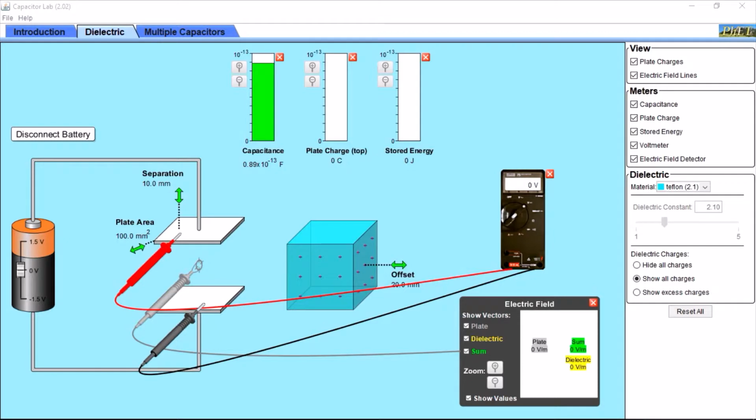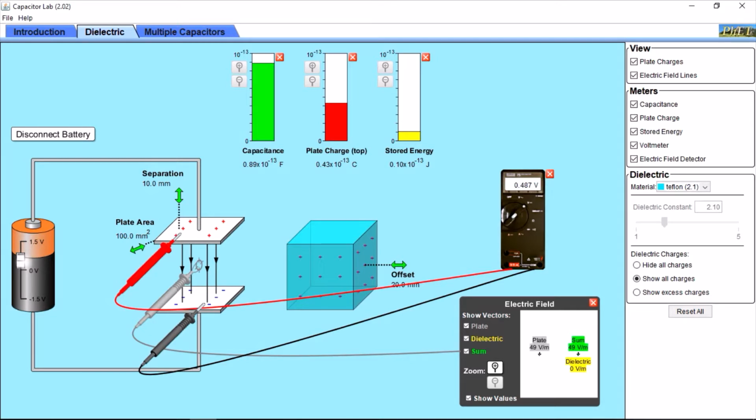In the previous example, we were studying a capacitor with only an air gap. Let's see what will happen to the parameters if we start using a dielectric material. In this case, we are not applying any voltage to the plates, so we don't have any charge on the plates, and we don't have any stored energy. When we increase the voltage across the plates, electric field lines are forming, plate charges are forming, and we have stored energy in the capacitor.